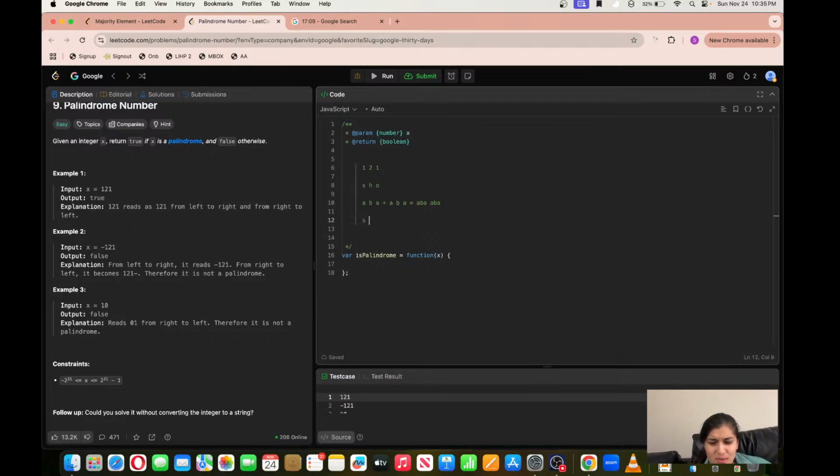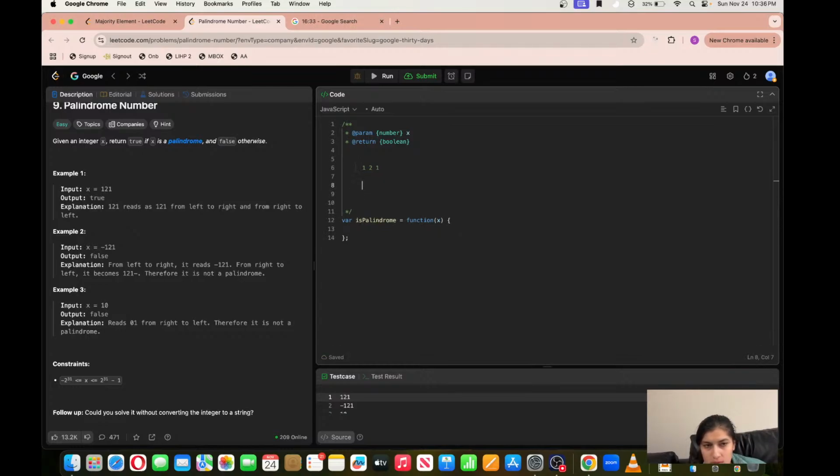Or actually, why am I even doing this? SHO would be equal to OHS. Like I could just create a string from the end, and then I could just check if it is equal or not. But I cannot change it into a string. I should do it without changing this integer to a string. How can I do it?